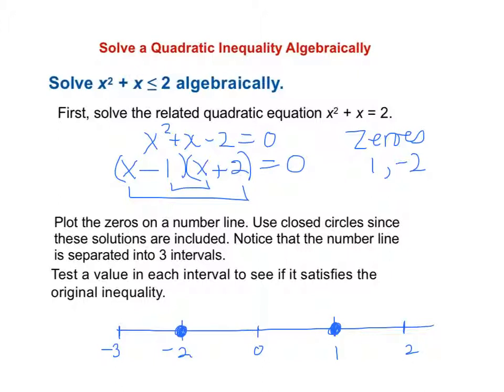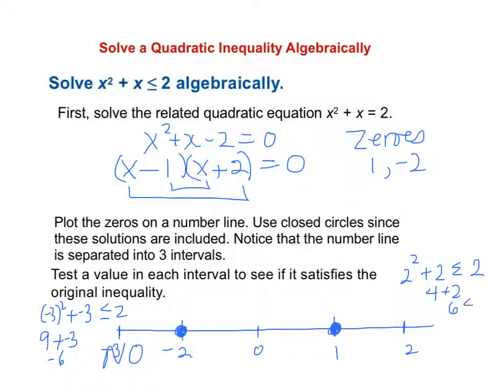So I'm going to plug in a -3 and see if it's true. Right? So I've got -3 squared plus a -3, and I'm going to see if that is less than or equal to 2. So I have 9 plus a -3, which is 6. It is not. So this is no, not in that interval. All right, so I'm going to pick 2. I'll go jump over here and pick 2. So I have 2 squared plus 2 less than or equal to 2. Right? So 4 plus 2 is 6. 6 is not less than or equal to 2. So this interval is no.